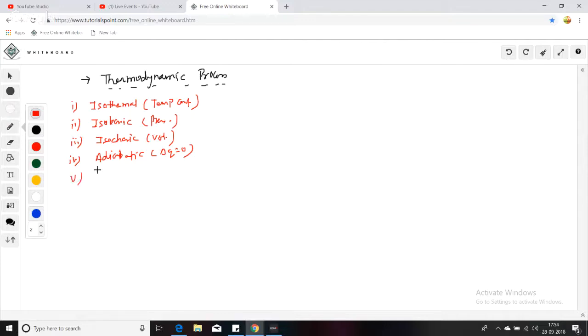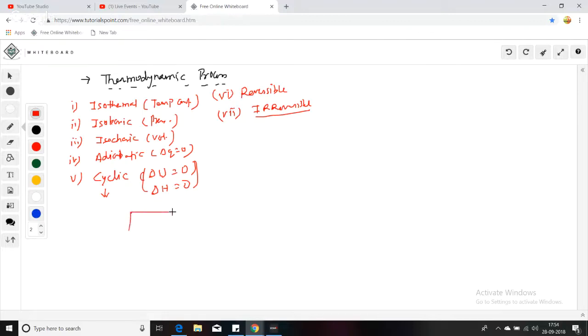Next one, what do we have? Cyclic process. Then we have reversible, and the seventh one, irreversible process. In a cyclic process, del U is equal to 0 always. Whatever the state function we have, all changes are 0, because in a cyclic process the initial and final states are the same. From where you start, you finally come back to that position only.